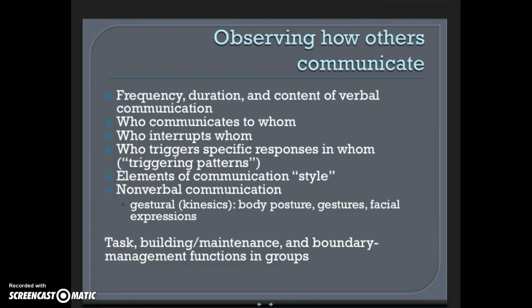Some people tend to look at certain people when they're communicating, or it may just be that they're communicating with that person. Who interrupts whom? If that happens, who triggers specific responses in other people? These are called triggering patterns. Are there certain elements of communication style that people carry out, and how do others react to that style? And then the nonverbal communication: what sorts of gestures are made, the body posture, the facial expressions, if you can see them, and what do these tell us in terms of group dynamics and communication? Also, most of these are maintenance and management functions in groups when we're observing this kind of communication.